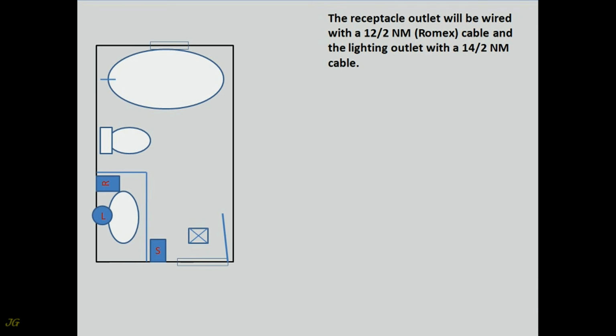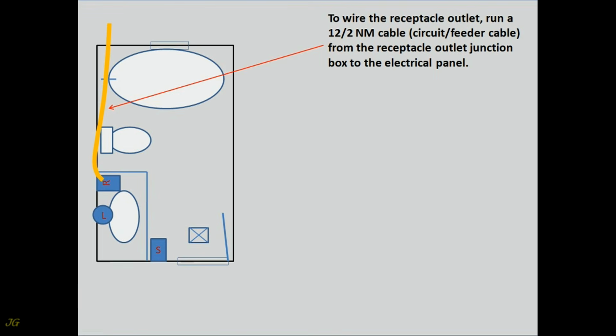The receptacle outlet will be wired with a 12, 2, NM, Romex, cable and the lighting outlet with a 14, 2, NM cable. To wire the receptacle outlet, run a 12, 2, NM cable, circuit feeder cable, from the receptacle outlet junction box to the electrical panel.